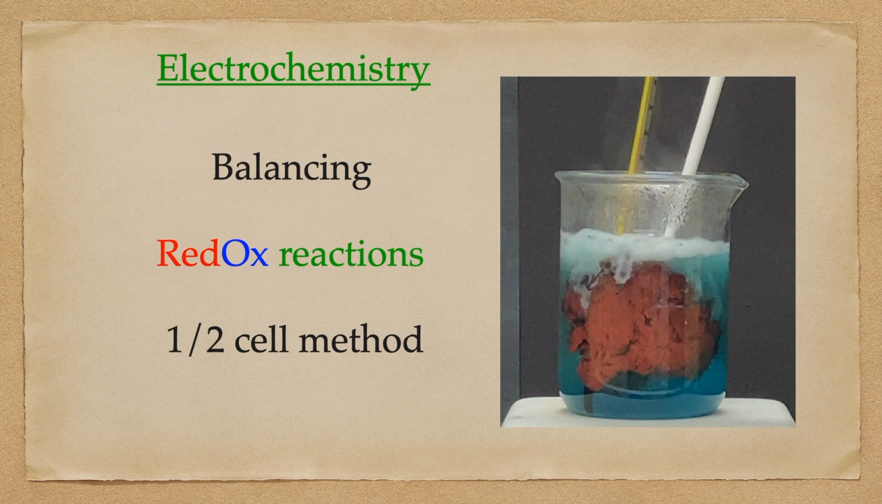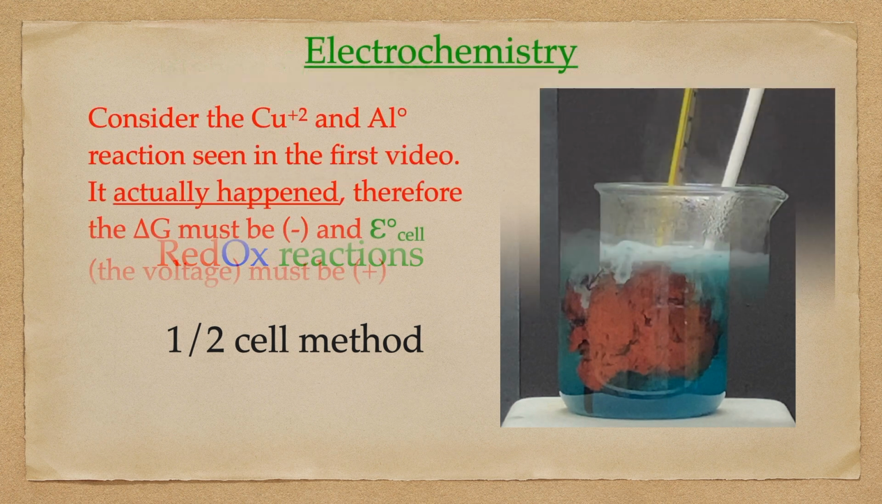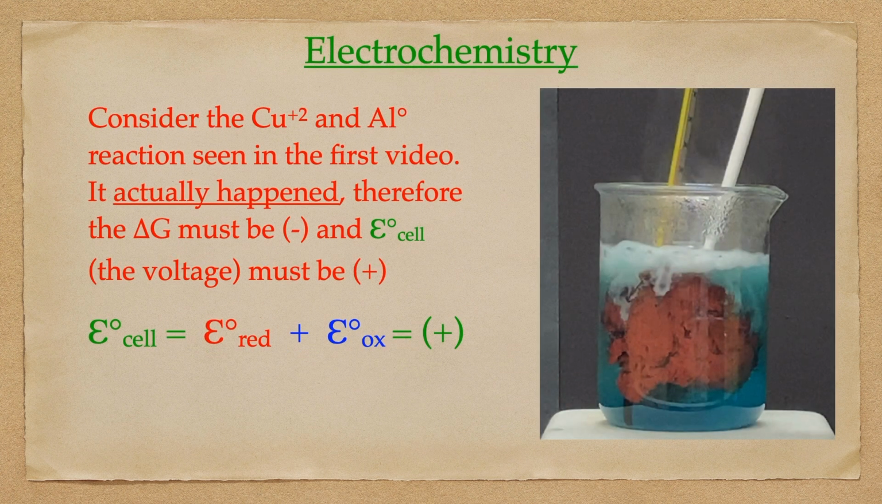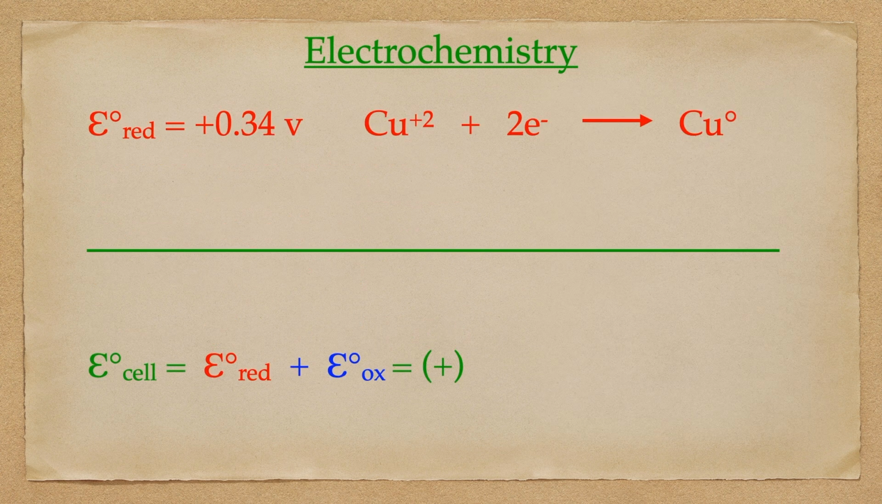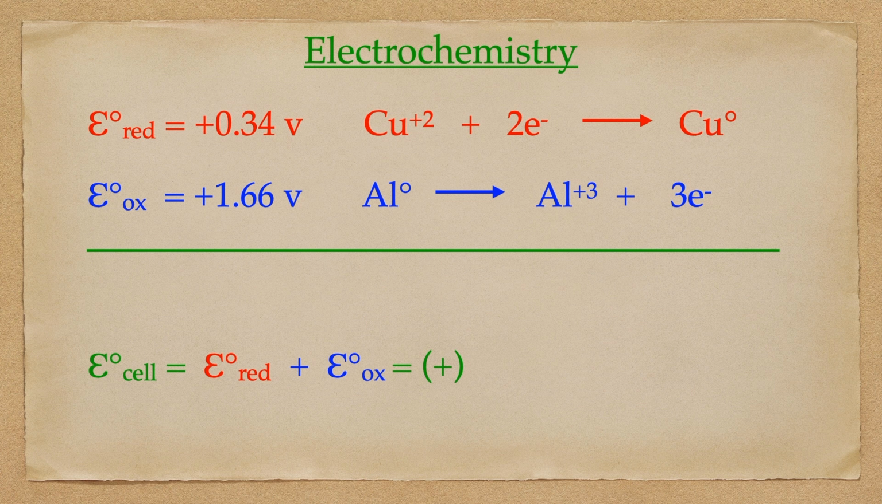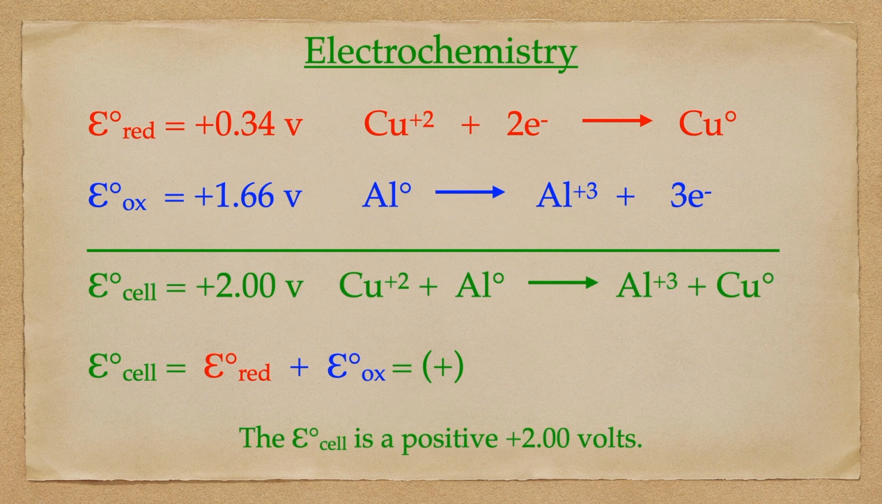Consider the reaction you saw in the first video, the reaction between copper 2+ ions and aluminum metal. It actually happened. Therefore, the delta G for this reaction must be negative, and the E0 cell must have a positive voltage. That is, the E0 reduction for the copper plus the E0 oxidation for the aluminum must add up to be a positive value. Sure enough, the copper has a 0.34 voltage, the aluminum a 1.66 voltage, for an overall positive E0 cell of 2.0 volts.